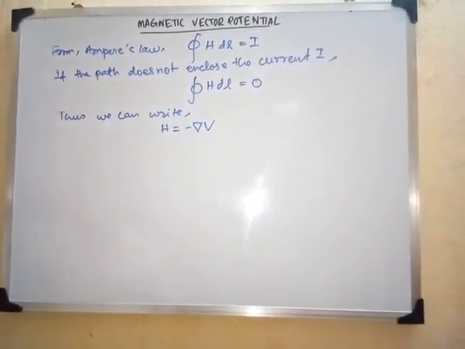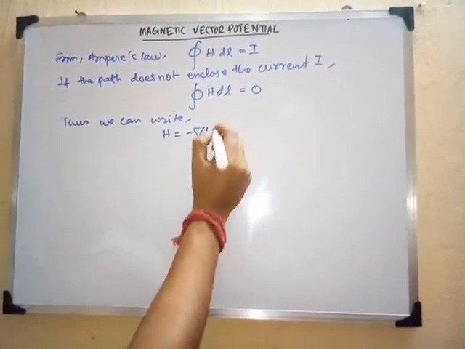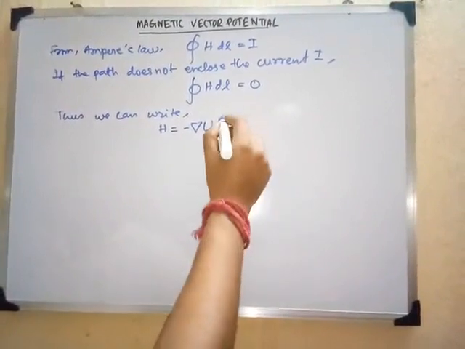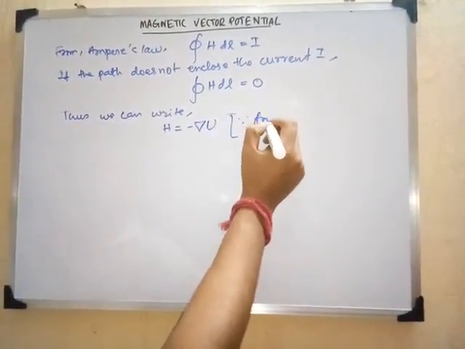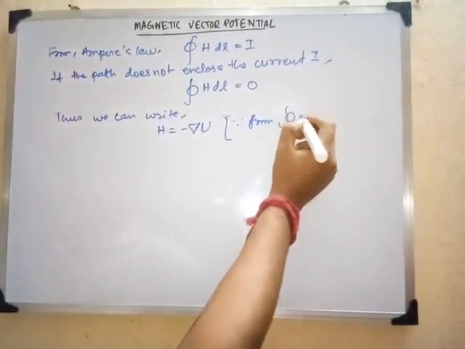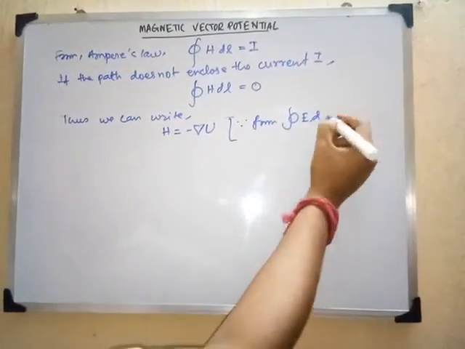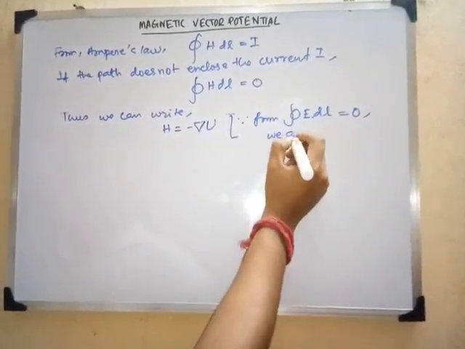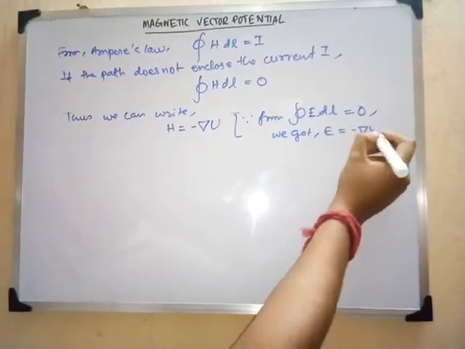Or actually del U, sometimes its representation will be minus del of U. Now why am I writing it here? That is because it comes from the concept that we did earlier. Since from ∮E·dl, where E is electric field intensity, ∮E·dl equals 0. There what we got? We got E equals to minus del V, right?